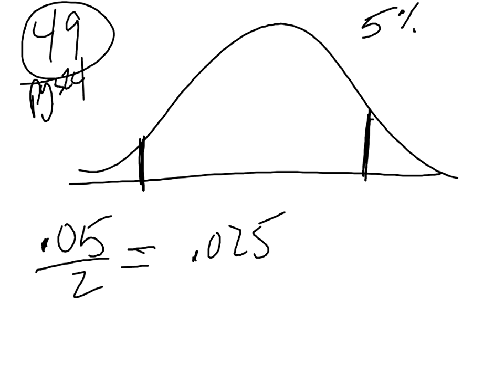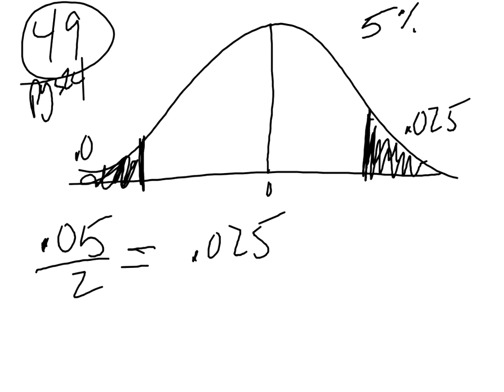So 0.025 of the area will be in the right tail. Let's put z equals 0 there. And we'll put 0.025 in the left tail. Now, fortunately, since there's symmetry, all we have to do is find one of the z-values. We'll find the positive one, and then we'll take its opposite for the negative one.